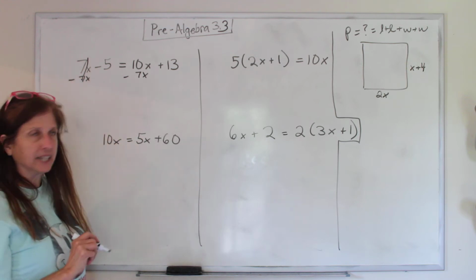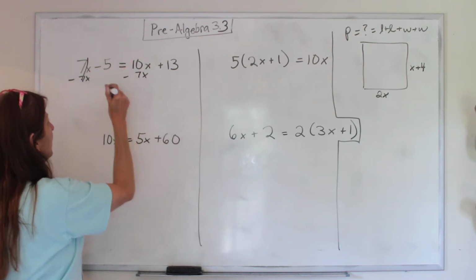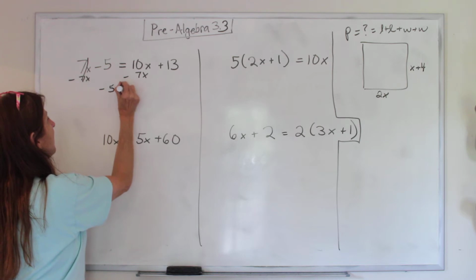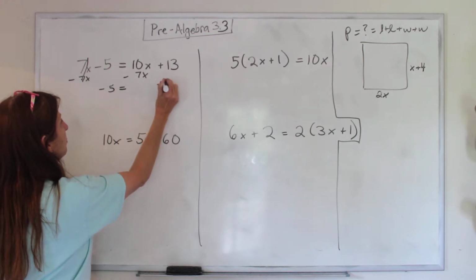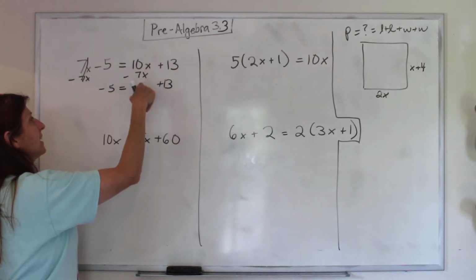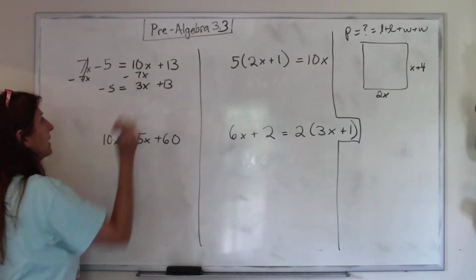Whoop. More fun with sound effects. I bring down what I didn't mess with. Negative 5 equals, and I'm going to bring down that plus 13. And 10x minus 7x is 3x.